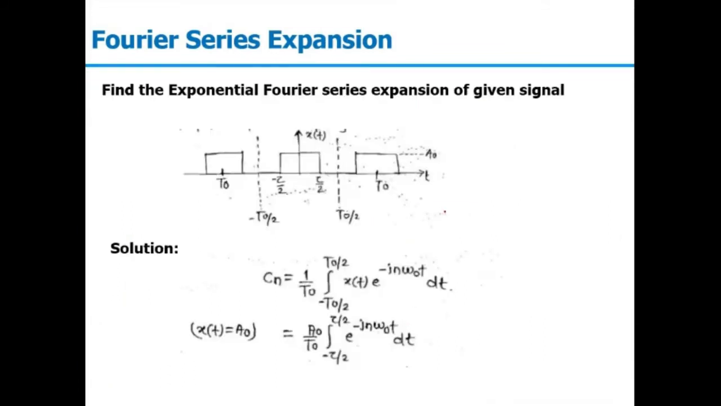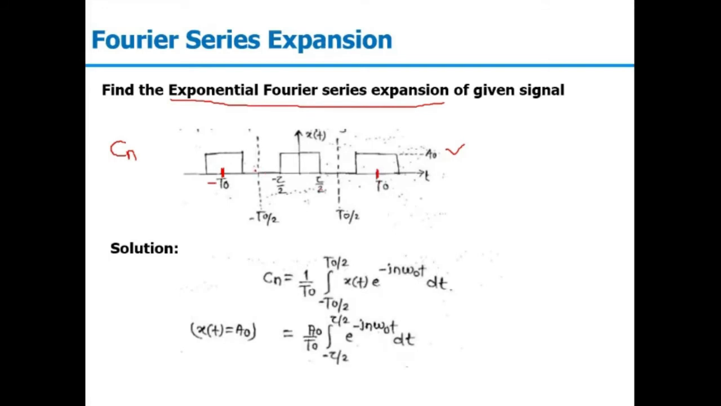Find the exponential Fourier series expansion of the given signal. We have been given a signal. This is a rectangular pulse and we need to find the exponential Fourier series expansion. It is clearly mentioned, so in that case we need to find the value of Cn, the Fourier series coefficient, and once the coefficients are known to us, we can find the Fourier series expansion. So Cn is 1 upon T naught integration over the given time period x(t) e^(minus j n omega naught t) dt. For this given pulse, this is the T naught, and this is minus T naught, sorry, this is T naught.